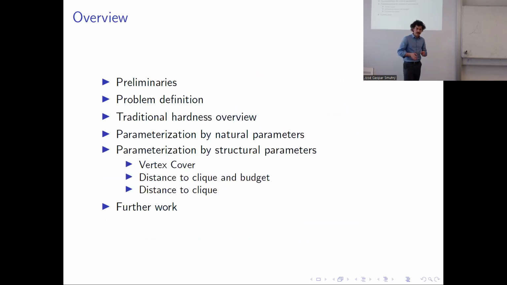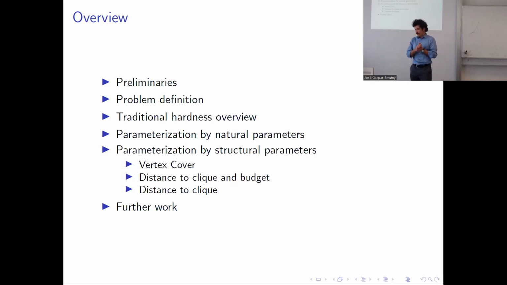Okay, so that was the introduction. If you have any questions, you can ask gradually, otherwise just leave it at the end. Now, for the overview, I'll first introduce some notation, just so we know what we're talking about, for parameterized complexity and also for group betweenness, for betweenness centrality. Then I'll define the problem formally. Then we'll go, it's like the traditional hardness overview is really not the focus, neither of the paper or this presentation, so I'll just go through that quickly.